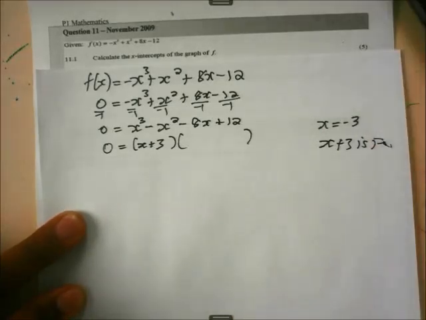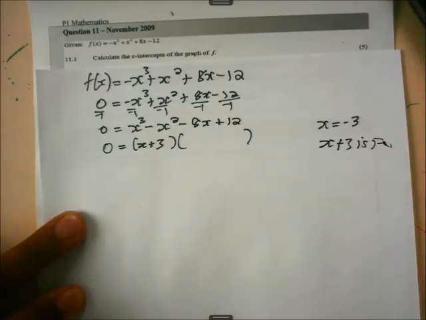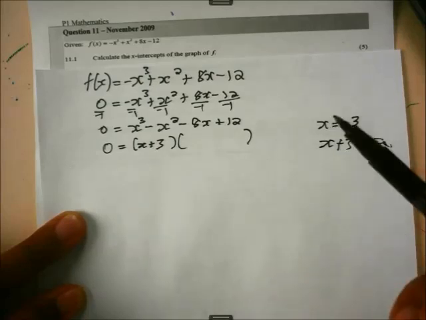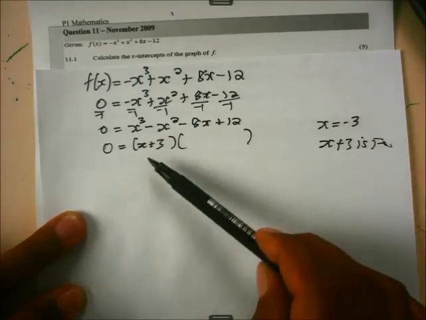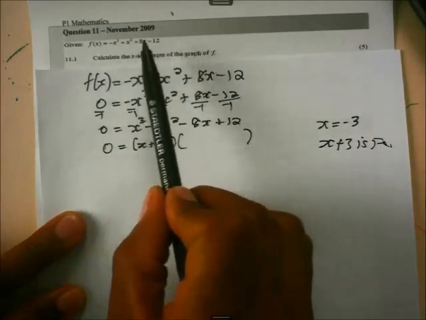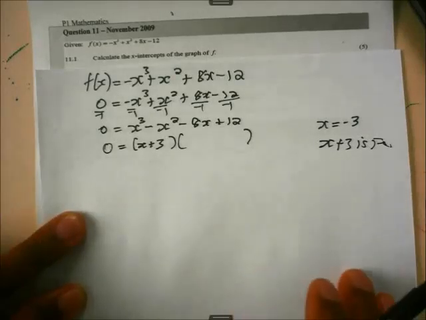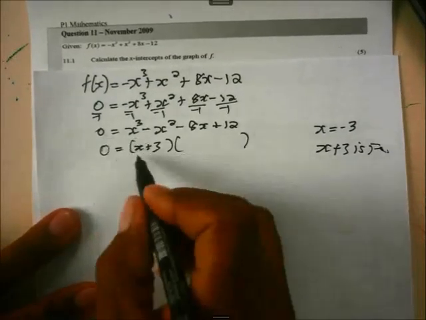Boys and girls, you must be very careful on this. Sometimes you'll be asked to show that x plus 3 is a factor of f. It's very important, therefore, to show that x plus 3 is a factor of f, you just take minus 3 and substitute it in the original equation. If y is 0, then it means x plus 3 is a factor.